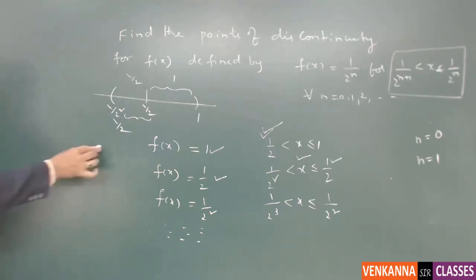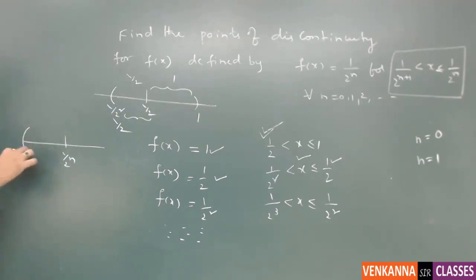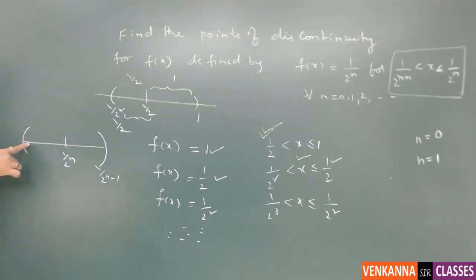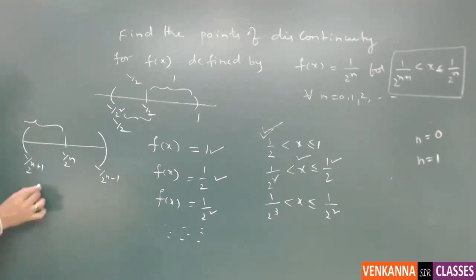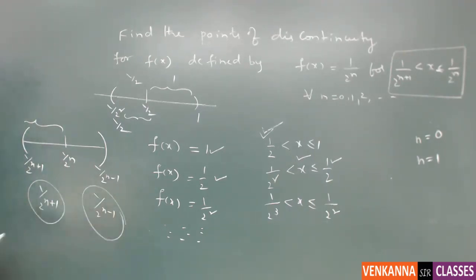that whenever you consider the neighborhood in this manner, 1 by 2 power n, if you go on to consider the left neighborhood as well as the right neighborhood, the right neighborhood will be 1 by 2 power n minus 1. The left neighborhood will be 1 by 2 power n plus 1. So if you calculate the left limit, it is nothing but 1 by 2 power n plus 1. If you calculate the right limit, it will be 1 by 2 power n minus 1, for n equal to 0, 1, 2, 3, and so on. So this gives the left limit value and this gives the right limit value.